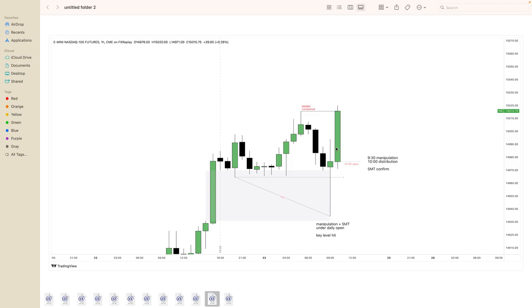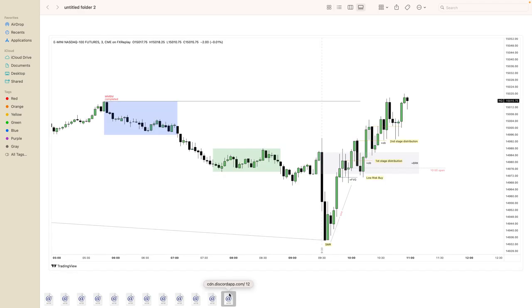This manipulation, we can match that in distribution. And then key level hit, 9:30 manipulation, 10 a.m. distribution. It's the same thing every time. If I didn't make a video on this, I'm going to make a video on this. And then SMT confirms. So let's go here.